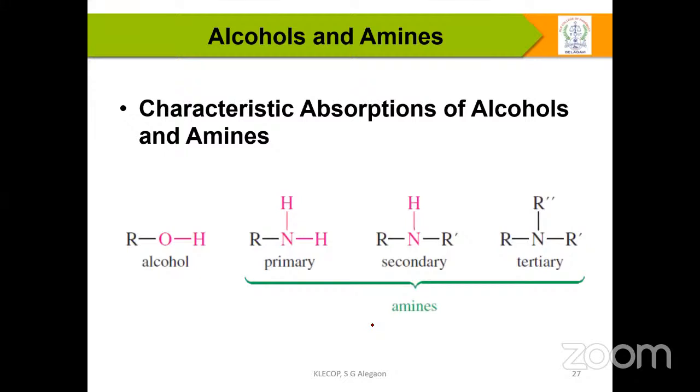Let us go next. The most common functional groups present in pharmaceutical chemistry, and more or less in organic chemistry, are alcohols, and primary, secondary, and tertiary amines. Even alcohols are primary, secondary, and tertiary. These alcohols and amines play a very important role in IR spectroscopy, because more or less they appear in the same area but under different conditions.